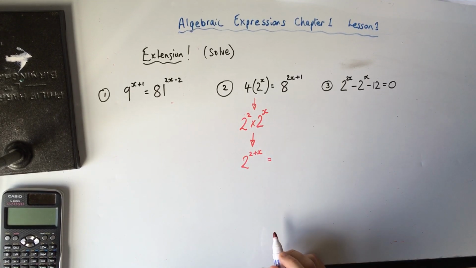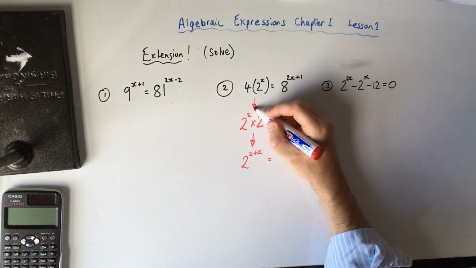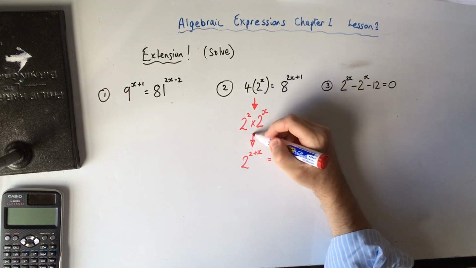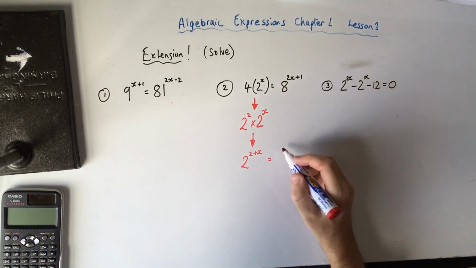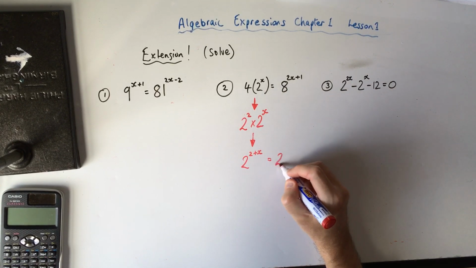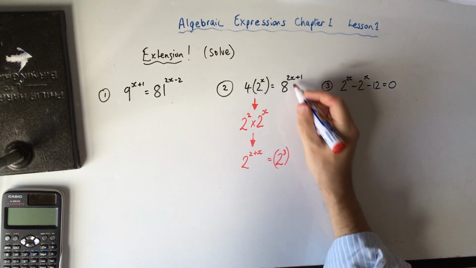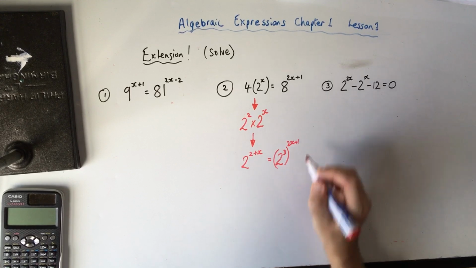Okay, so that was the spot. And you might go, oh, how would you know to do that? Well, now you've seen it. So that was clever. And the 8, of course, we can write as 2 cubed to the power of 2x plus 1.